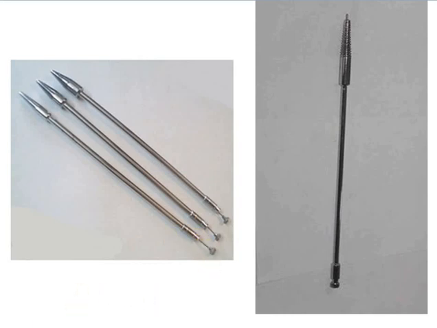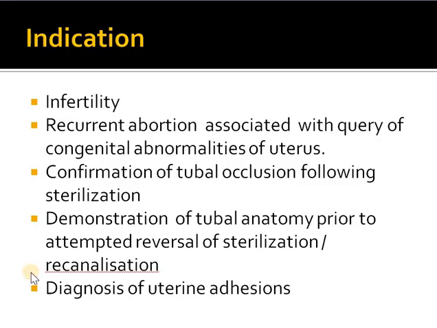Then next are the indications for which HSG is performed. The main one is infertility. In cases of infertility, HSG is most commonly done. Why? Just to see or rule out the tubal factor, that the fallopian tubes are not blocked. Sometimes it happens that one fallopian tube is blocked and another is open. In those cases the chances of conception are still there.